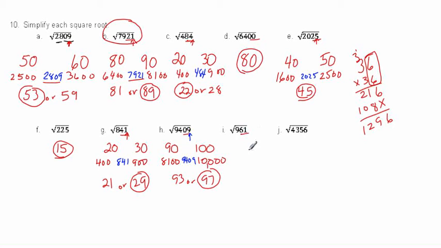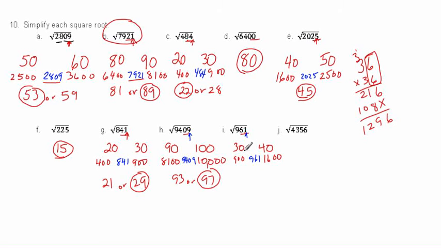Okay, get rid of those two. What times what is going to be 9? Well, it's going to either be a 3, but since we're a little bit more, we have a 4. So it's going to be between 30 and 40, which is between 900 and 1,600. We know that 961 should fall between there, and it does.